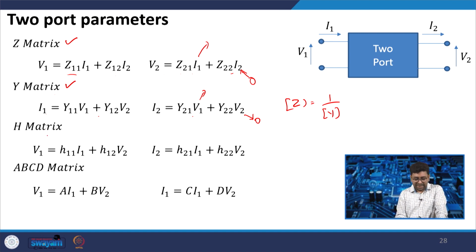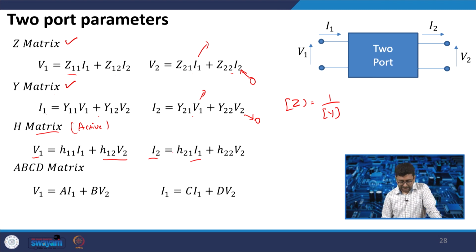And similarly, the H matrix is also widely used. It is mostly used in active components because a gain is involved, that is V2 and V1, and I2 by I2 and I1, where H12 and H21 will give you the gain. You can find the H parameters by making V2 equal to 0 and I1 equal to 0.